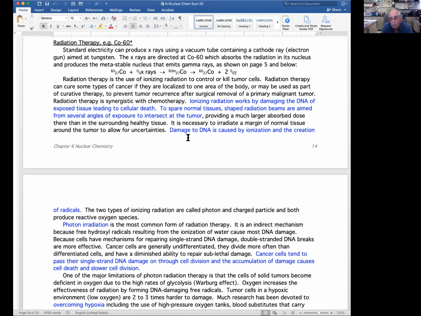The other thing that you want to do is maximize damage to the tumor and minimize damage to all the other tissues. So you don't just aim it and hold the trigger down and keep blasting it, because you'll destroy everything that's between that tumor and the source of the radiation. So what you have to do is come from all different angles to minimize damage to the tissues and maximize damage to the tumor.